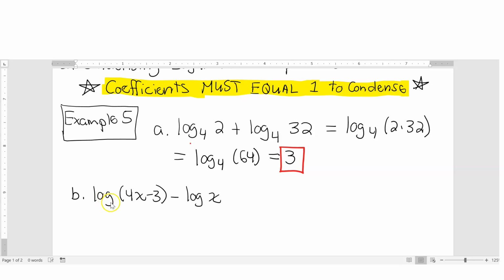In part B, we're given log of 4x minus 3 minus log of x. Again, this is a simpler version of a condensing problem where the coefficients of the log terms are already equal to 1. So we can now use the quotient rule to immediately condense this into a singular expression. So this will now be log, and now we will have a quotient of 4x minus 3 divided by x.